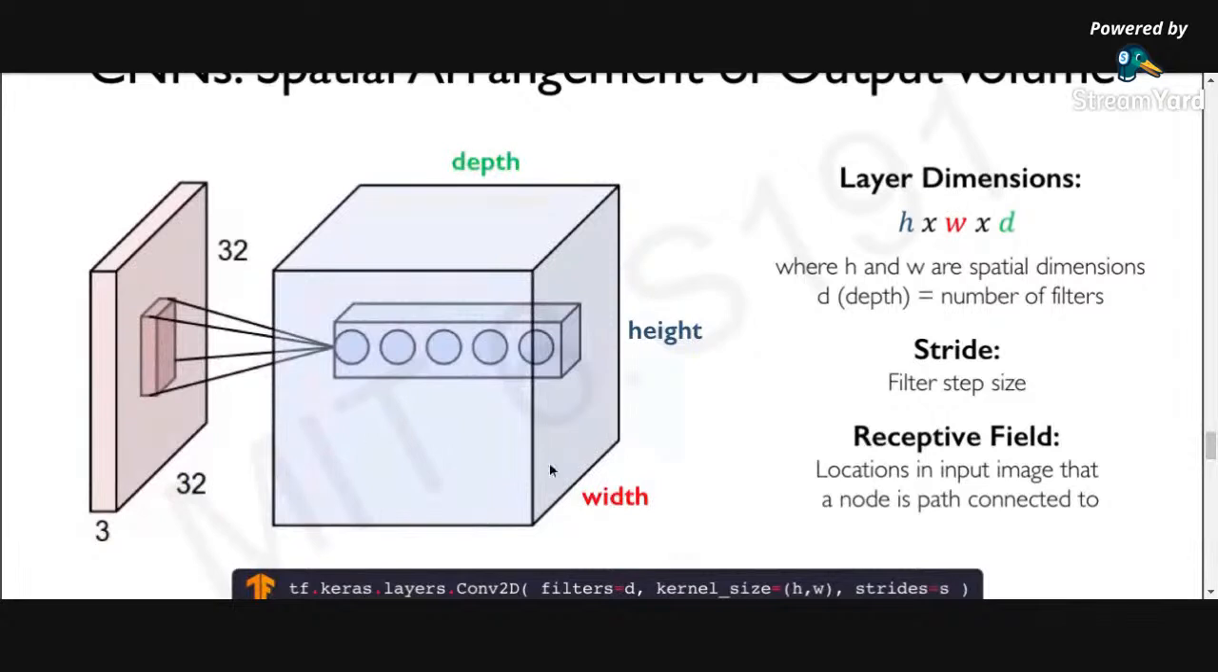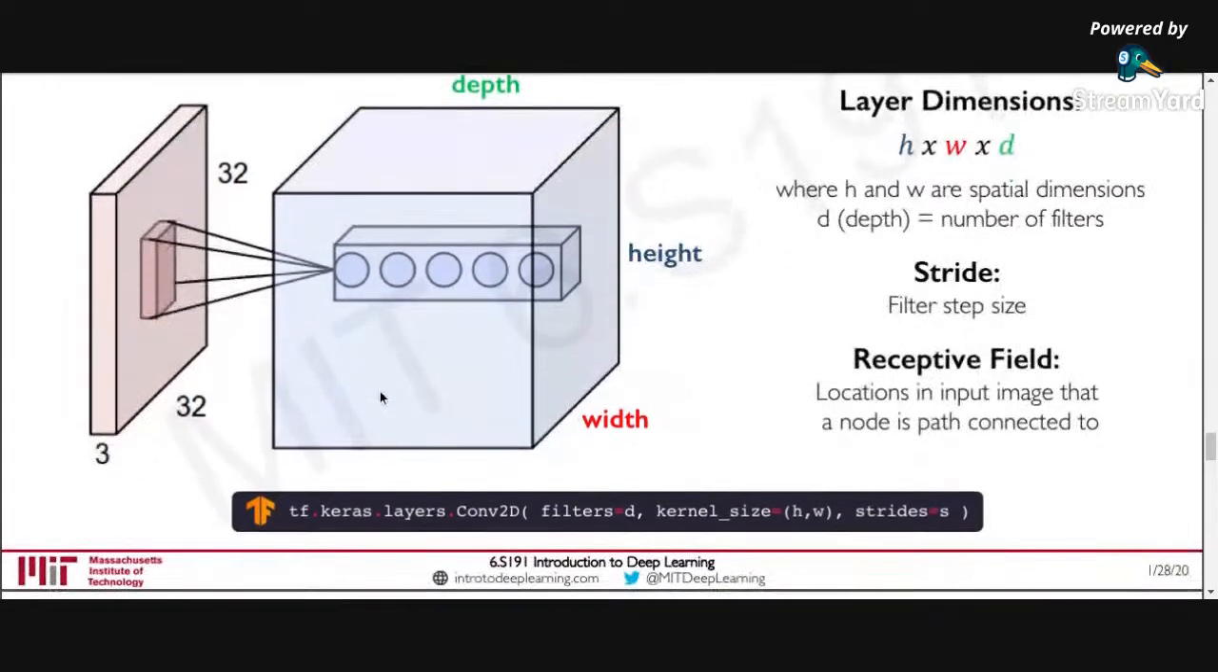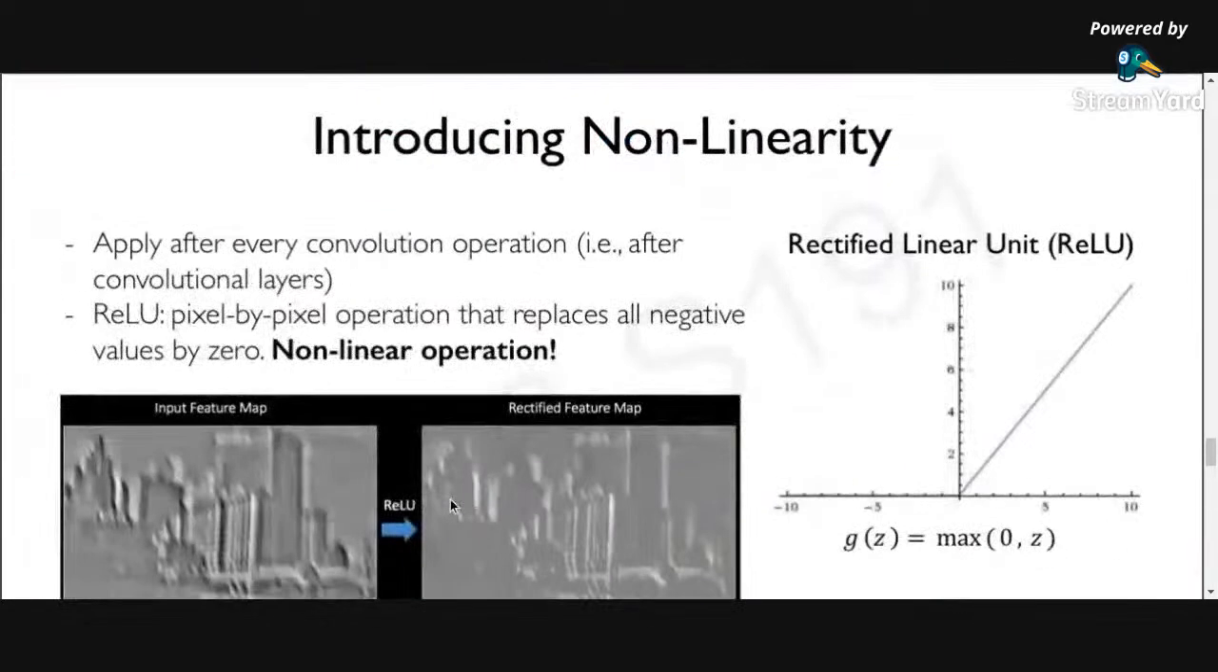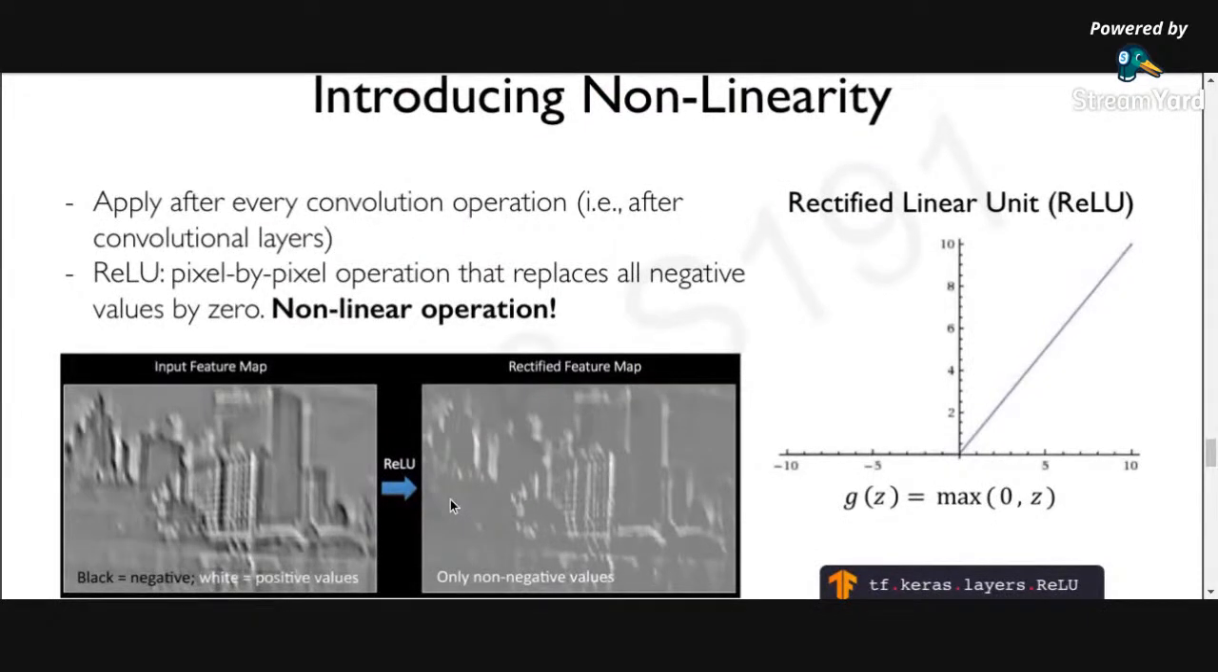So the width, the height, and the depth of the different layers, the different filters we have. The number of filters is the depth here. The receptive field is where we are convolving at a particular time. Then this is the code for it. We'll apply the ReLU function here, rectified linear unit. So any value below 0 is maxed to 0, and the values above 0 are what they are.